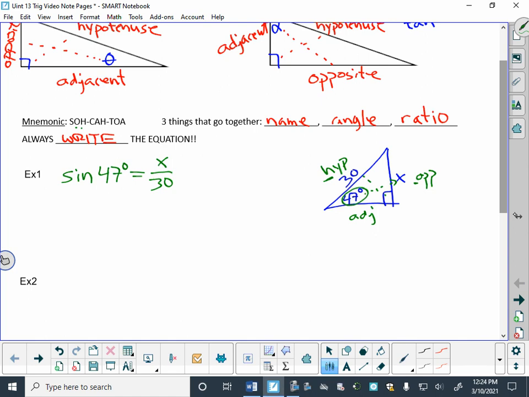This says x divided by 30, so I can undo a dividing by 30 with a multiplication by 30. 30 divided by 30 is 1, and it tells me the side I'm looking for is 30 times sine 47 degrees, and that's exactly what I'm going to put into my calculator. The calculator will convert that angle into a ratio for me. 30 times sine of 47, and that says it is 21.9.